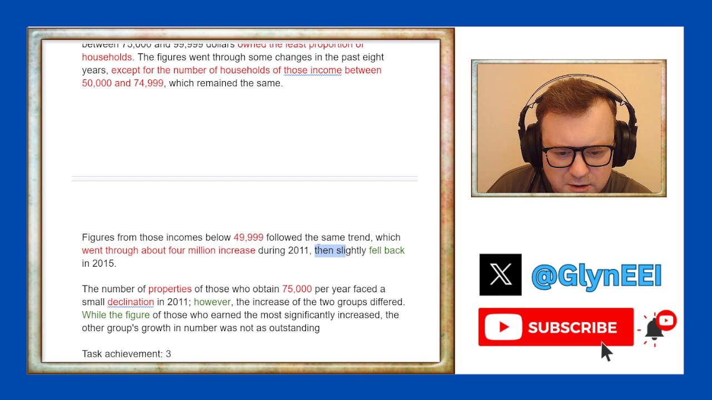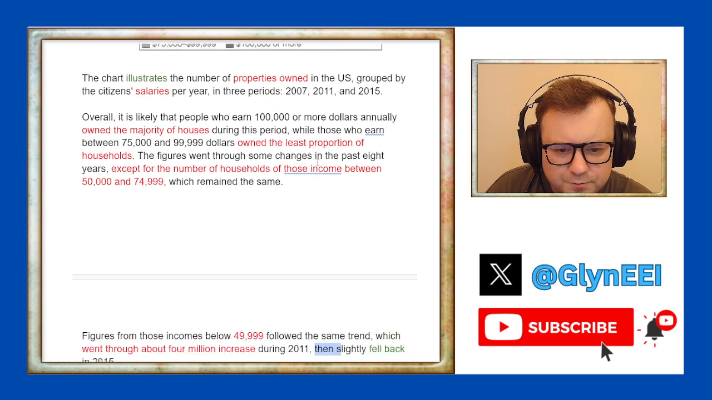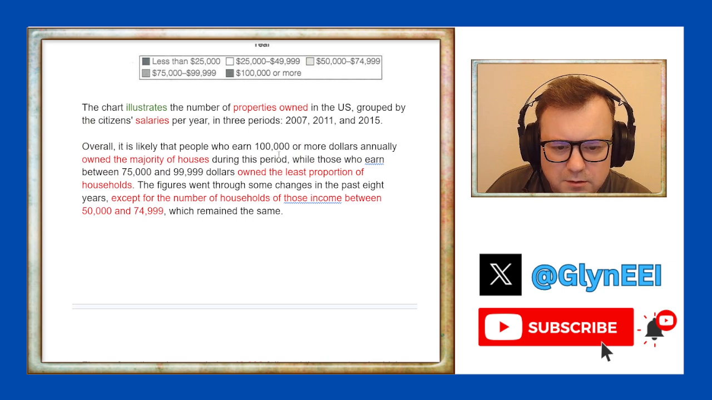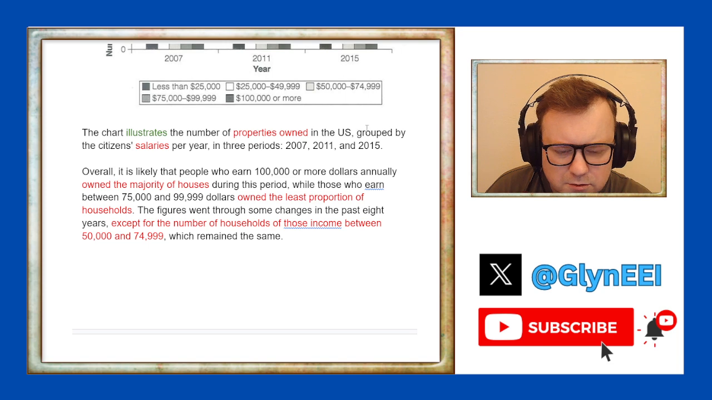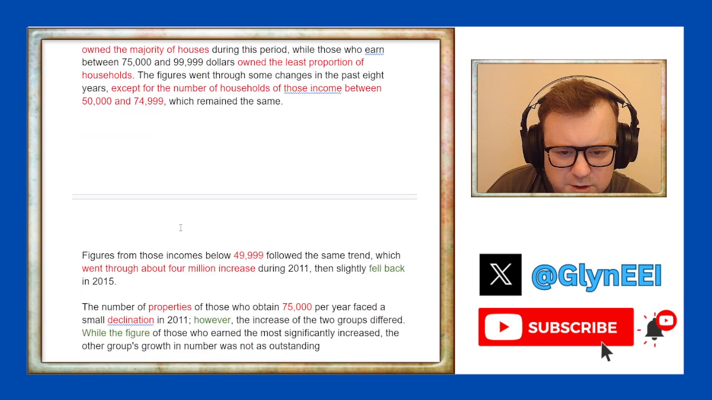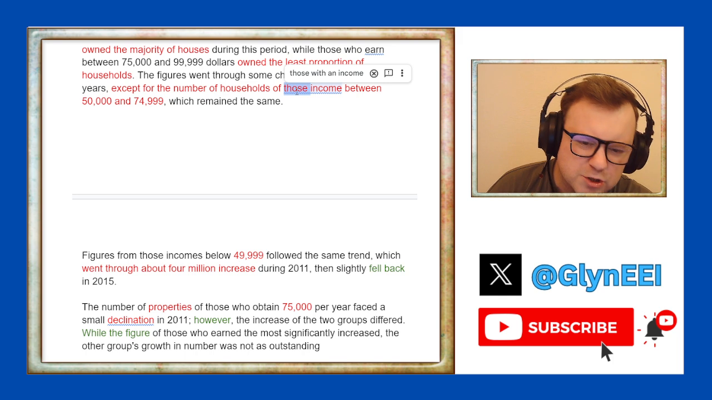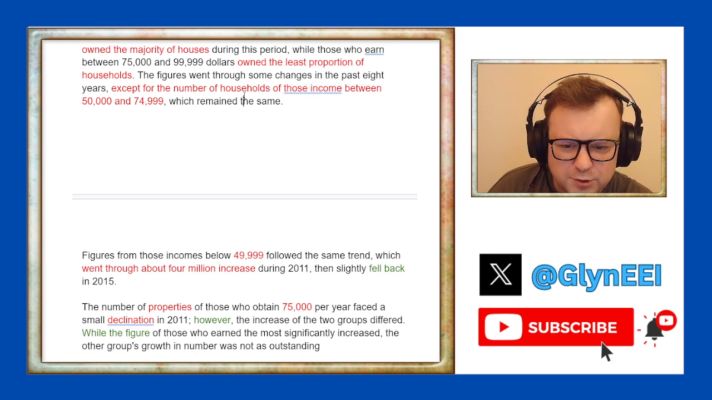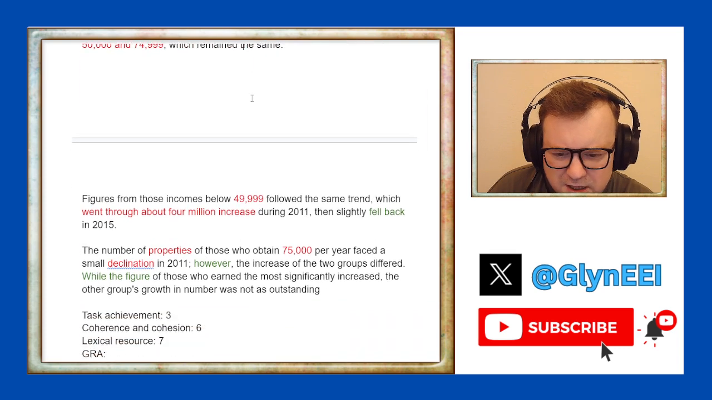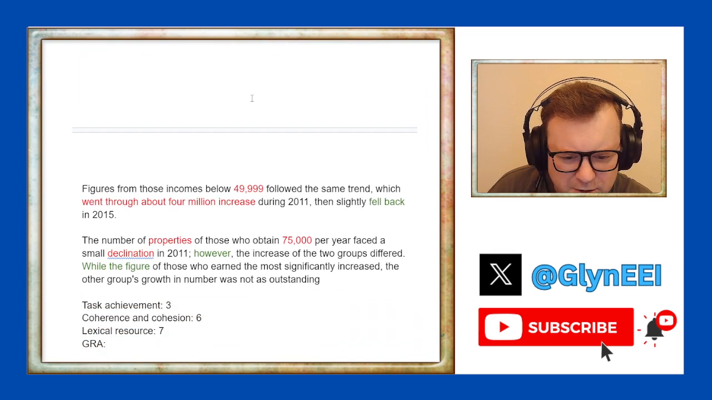Sequenced sentence here. It did this and then did this. Cool. Grouped by a little participle there, so that's a good structure. Grammatically, it's okay. There was like those income, which sounds strange. The income is a singular noun. Those is usually used with plural nouns, so that's a grammatical mistake. But there really aren't many grammatical mistakes there.